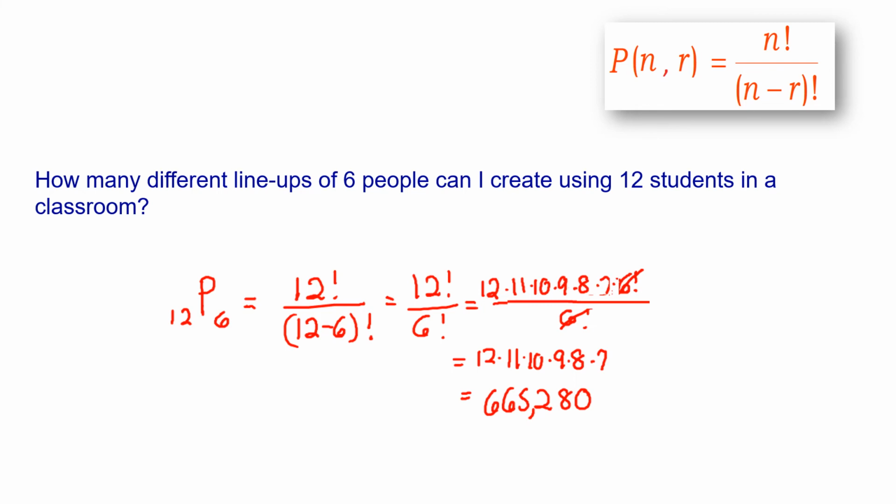So this would be the number of ways that I could line up 6 people out of a possible 12. And that's crazy, right? To think that there would be 665,280 different ways. But I can choose different groups of 6, and then each group of 6 that I have, I can arrange them in a bunch of different orders. And so this is what it comes up with. This is the number of ways.